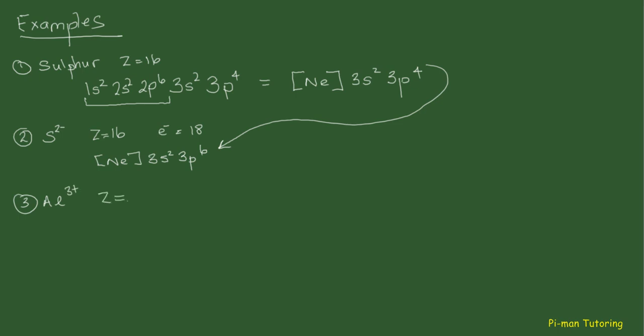So here the atomic number for aluminium is 13. Now the number of electrons, we've got a 3+. That means we've lost 3 electrons, and so we only have 10 electrons to place. And so we have 1s2, 2s2, 2p6 as the electron configuration.